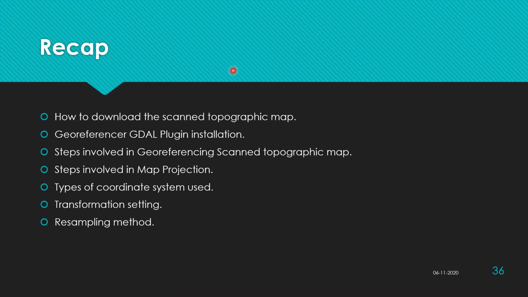So this is the recap of today's session. We have discussed how to download the scanned topographic map, then the Georeferencer GDAL plugin installation and the steps involved in georeferencing a scanned topographic map, then the steps involved in map projection and the types of coordinate systems we used. We discussed the whole thing in detail, including transformation settings, the types of transformation settings, the resampling method, and the types of resampling methods.